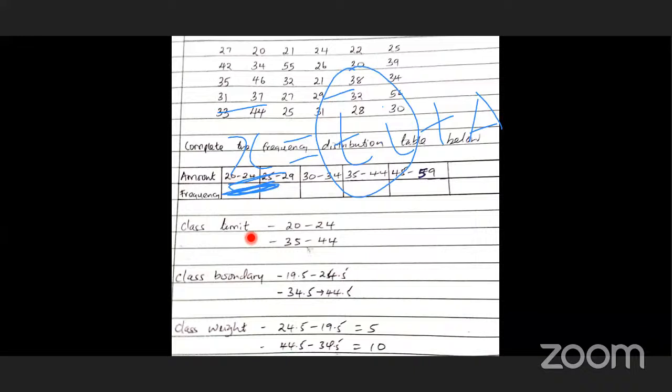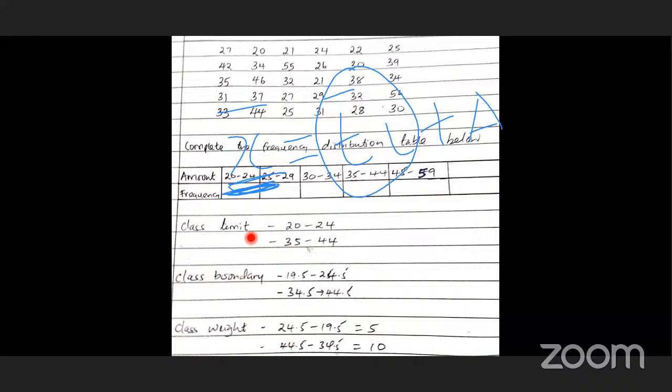We have 0 to 9, frequency is 1. We have 10 to 19, frequency is 2. 20 to 29, the frequency is 4. 30 to 39, 7. 40 to 49, we have a frequency of 10. 50 to 59, frequency 16.